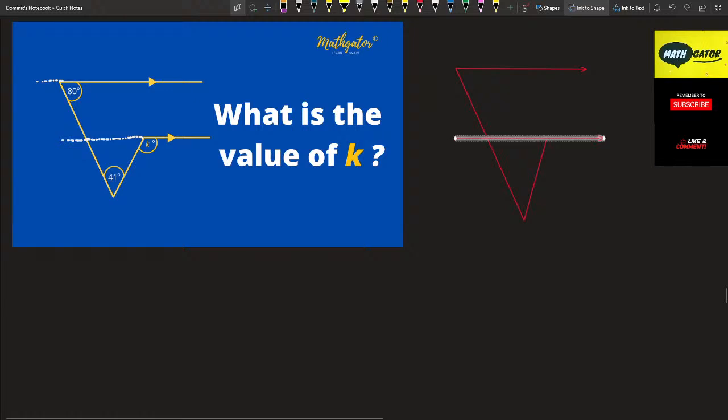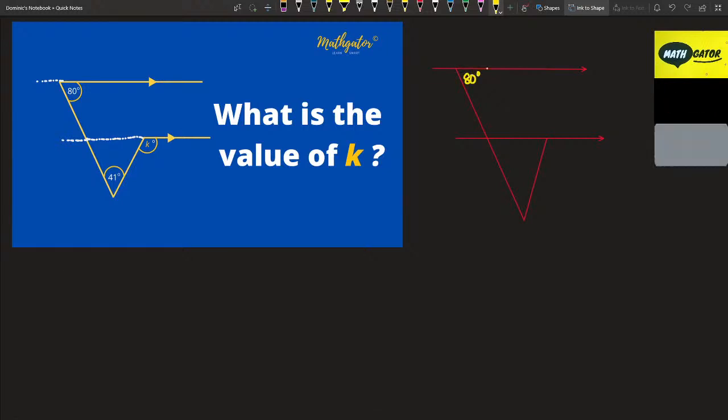So technically, after drawing the broken lines, that is how your diagram is going to look. So let's fix in the values. Fixing in the values means that this one is going to be 80 degrees. This is going to be K because that's what we are looking for. This is going to be 41, and then we don't know the side.